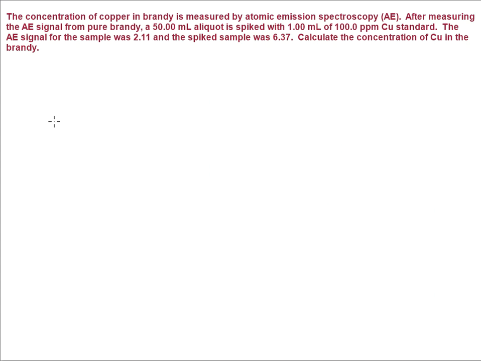Up at the top, you're going to see the concentration of copper in brandy is measured by an atomic emission spectrometer, otherwise abbreviated as AE. After measuring the AE signal from pure brandy, a 50 ml aliquot is spiked with 1 ml of a 100 ppm copper standard. The AE signal for the sample was 2.11, and the spiked sample was 6.37. Calculate the concentration of copper in the brandy.